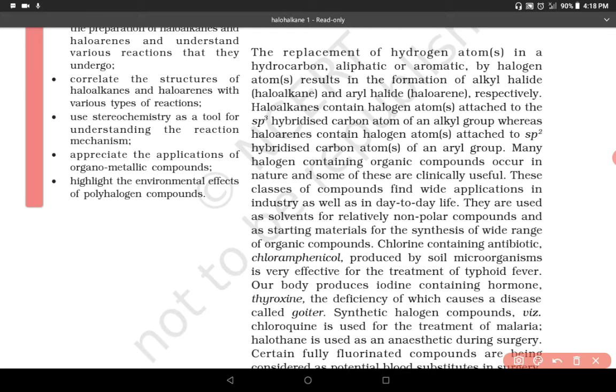But how can it be prepared? Yes, this is prepared from haloalkanes. That's why it is very useful. That treatment is called chloramphenicol.